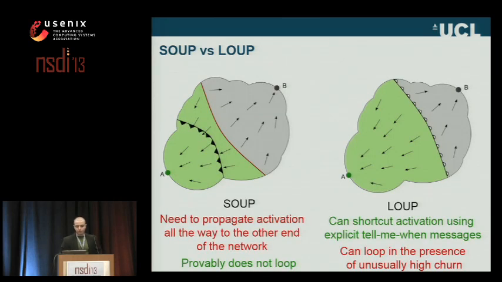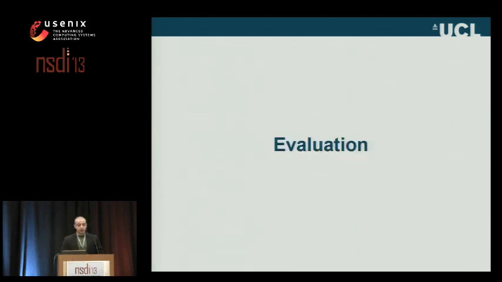Now, to summarize, we have two protocols: SOUP, which is provably loop-free, but may delay convergence in the example shown, and LOUP, which fixes this, but in cases of unusually high churn may loop transiently. By churn, I mean a very quick succession of updates for the same prefix, less than 2 round-trip times in the network. Now, time for some evaluation.